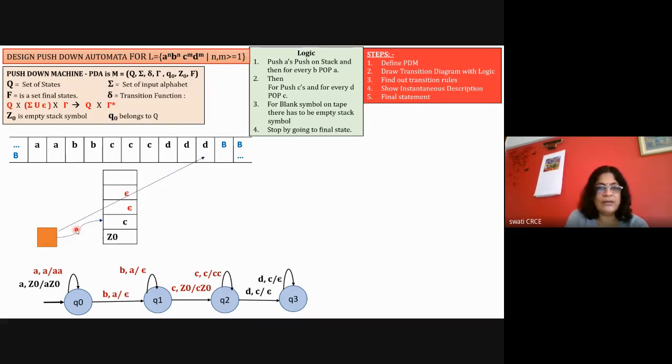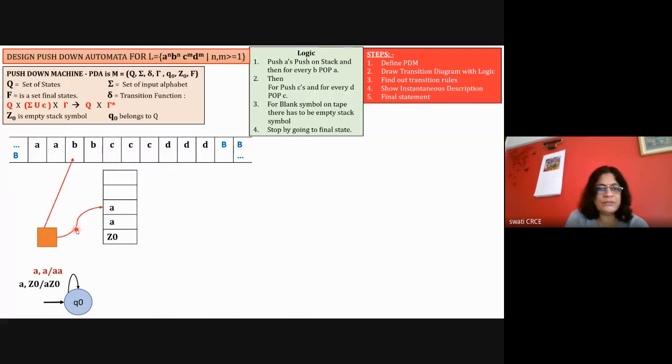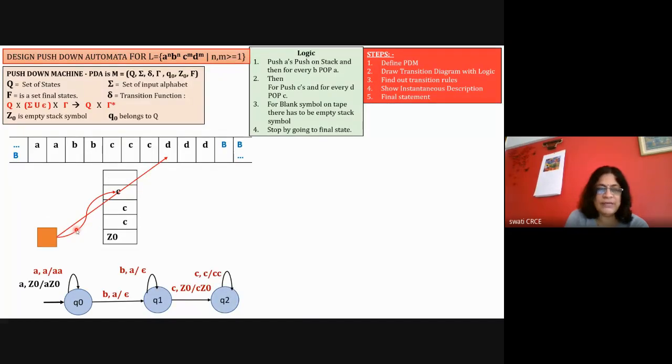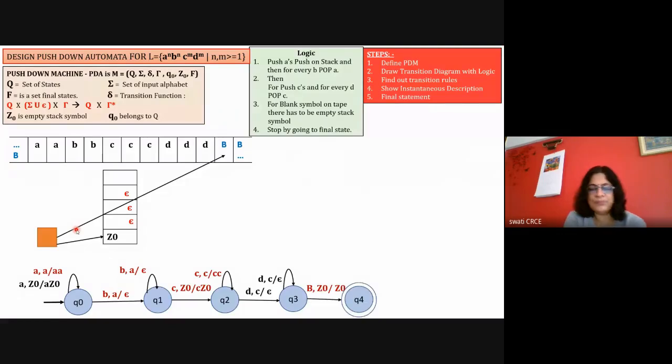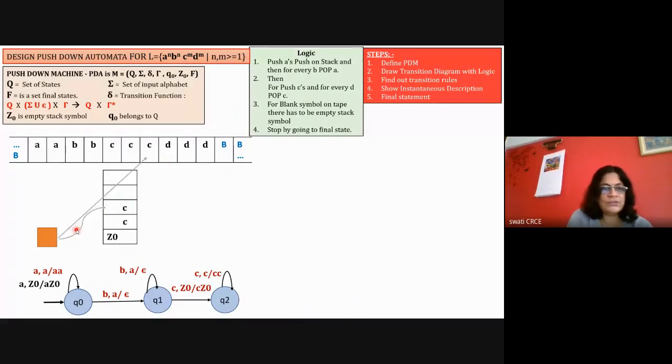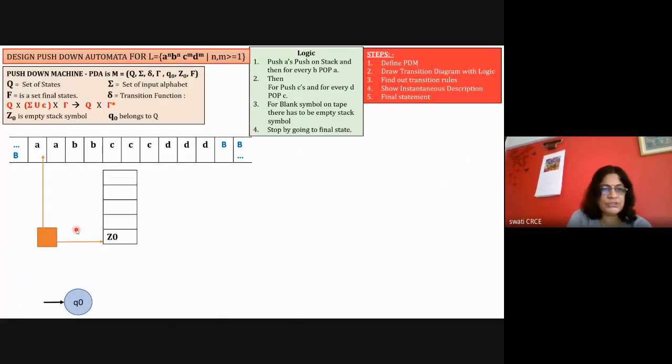For one D, one C should be there, and for one B, one A should be there. So what we have done: for A's, we have added A's onto the stack. For B's, we have removed A's from the stack. For C's, add C's onto the stack. Three C's are added onto the stack, and for every D, remove C from the stack. And then it should be B with Z0 to go to the final step. So this is the working of the machine. Now you have understood this machine.